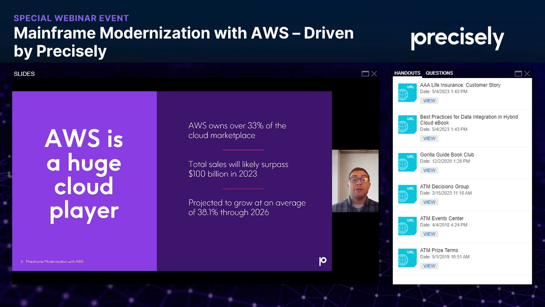So looking at kind of the growth forecast over the next several years, we expect in 2023 that they will likely surpass over 100 billion in sales, and they're projected to grow at an average rate of 38.1% through 2026. So AWS is a huge player in this space. They own a large percentage of the market, and they're growing incredibly fast.